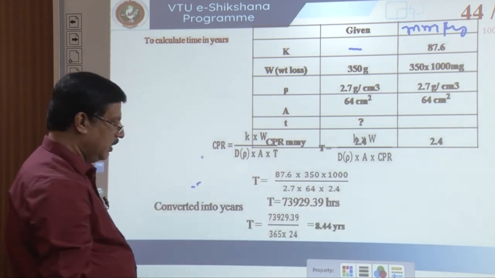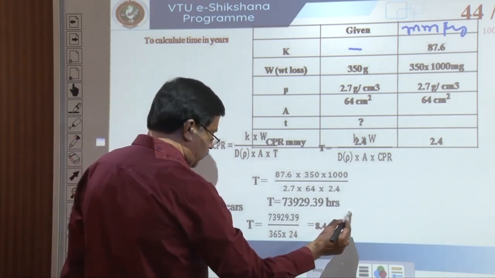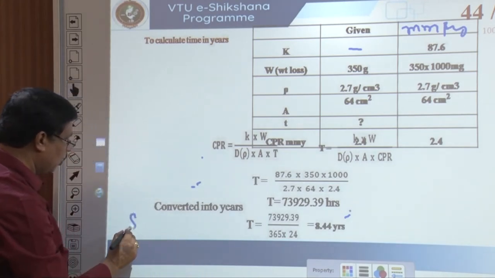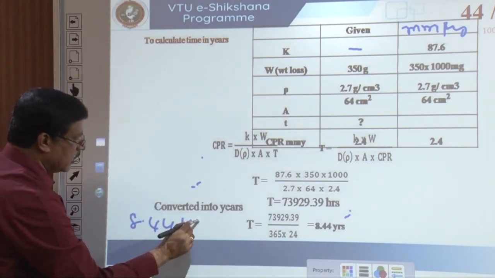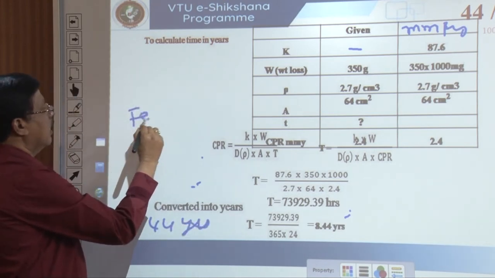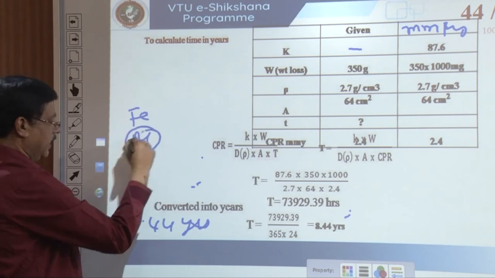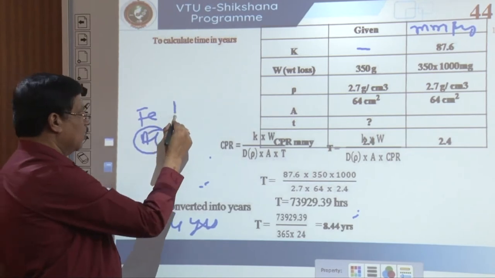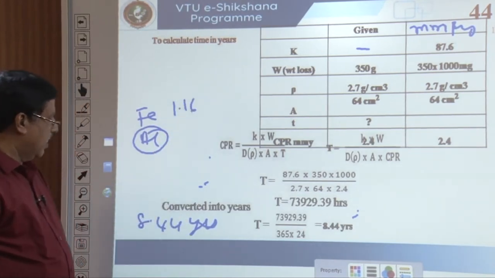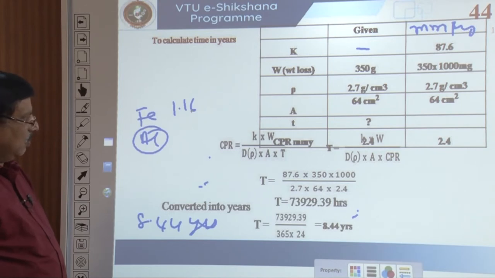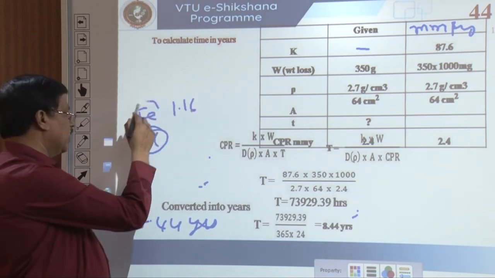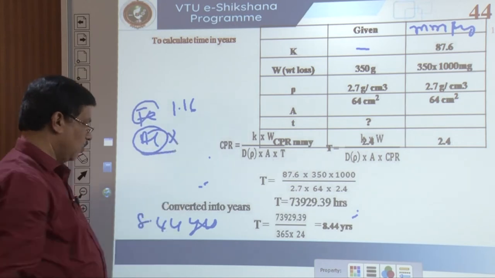So T is equal to 739.39 hours. Then when you convert this, 365 into 24, you will get about 8.44 years. See, that's what I told you. Unlike iron, this aluminium sheet takes about 8.5 years approximately to corrode, compared to iron at 1.16, that is 1.25, approximately 8 times. Now because aluminium is a porous material, it's not going to be corroded for a longer time. However, metal is going to be lost so much. With respect to iron, this is very, very slow, though it is in the sea water.